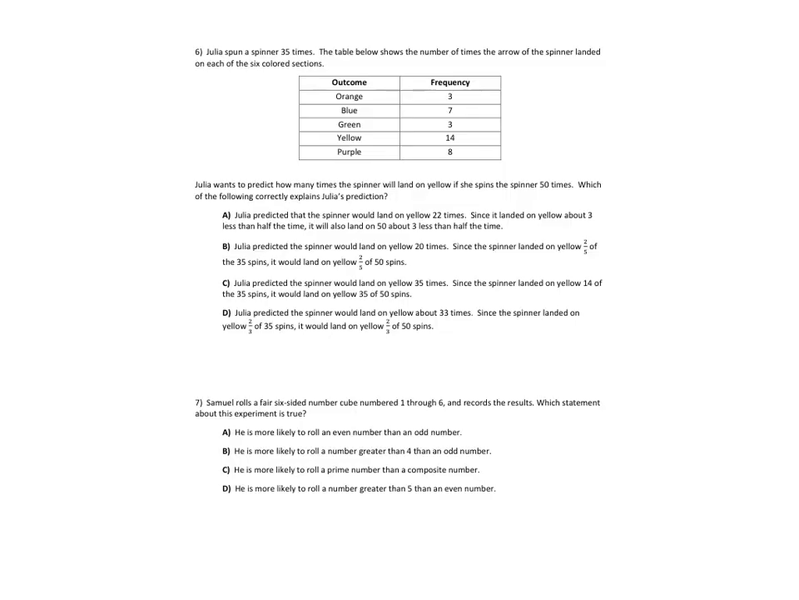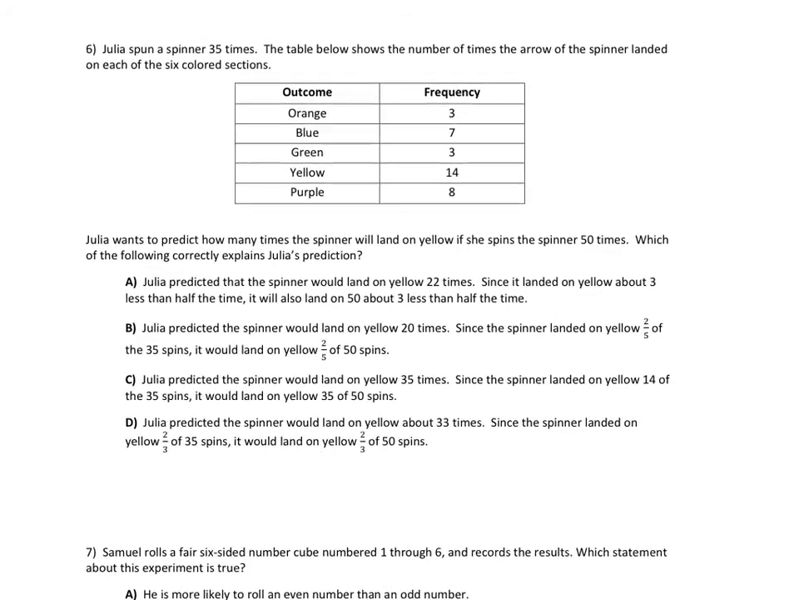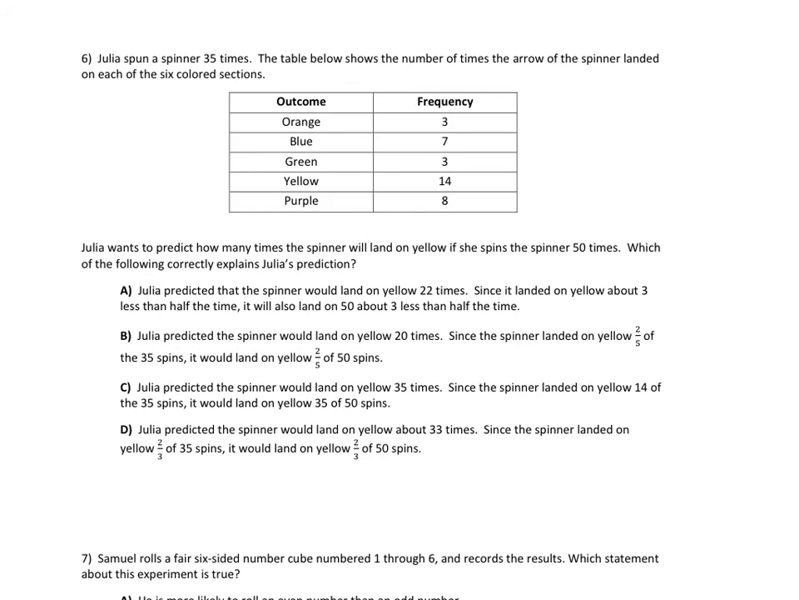Okay. Number 6. Julia spun a spinner 35 times. The table below shows the number of times the arrow of the spinner landed on each of the 6 colored sections. Julia wants to predict how many times the spinner will land on yellow if she spins the spinner 50 times. Okay, so right here we need to find the probability that we have. So we have 14 out of 10, 17, 35. So 27, 35. So 14 out of 35 times right now, okay?